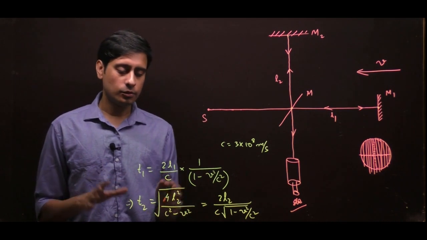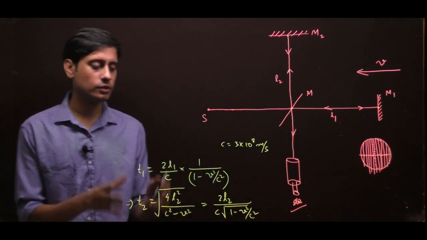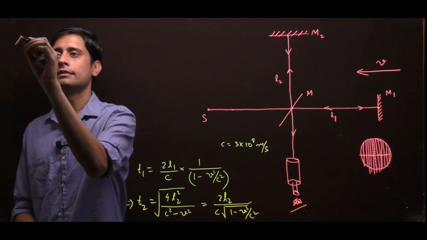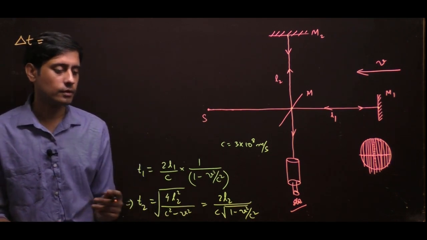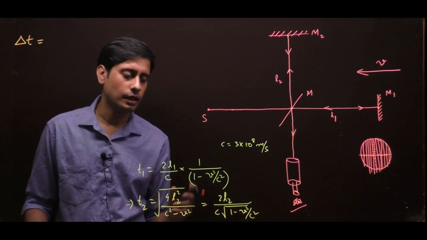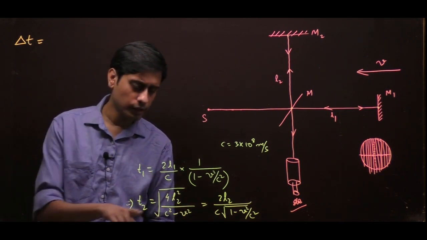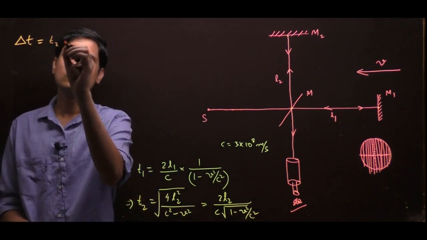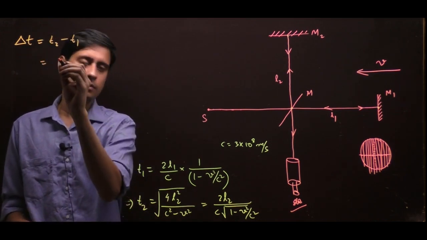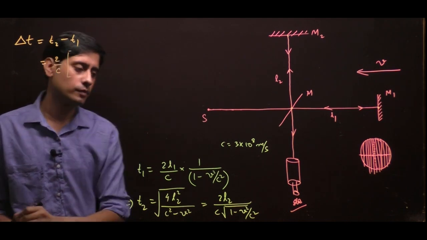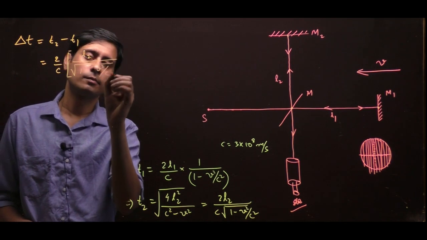Now we have calculated the two time intervals. Now we will find the difference between these two time intervals. Call this difference delta T. You can subtract T1 and T2, and consider any one to be greater. So let's subtract T1 from T2. T2 minus T1 we are calculating. It will be equal to 2 upon C, which will be common in both the terms. So we have L2 divided by square root of 1 minus V square upon C square.